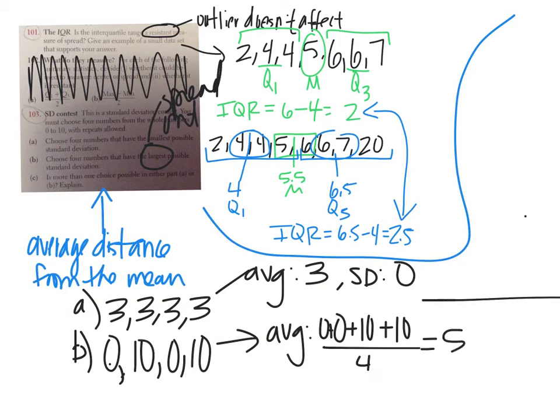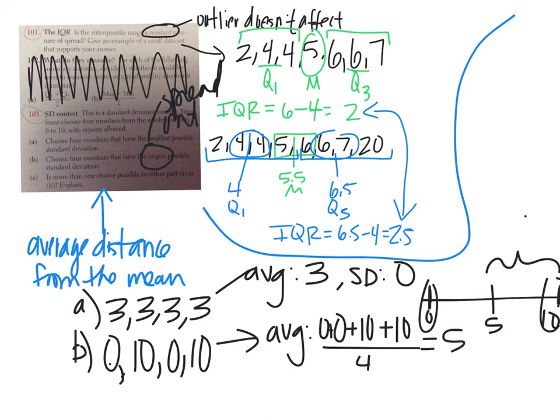So my standard deviation is right smack in the middle at 5, but my numbers are all 0 and 10. So this is as spread out as you possibly could be. And then lastly, we can talk about part C. Is there more than one choice possible in either A or B? Explain. Kind of already said this.